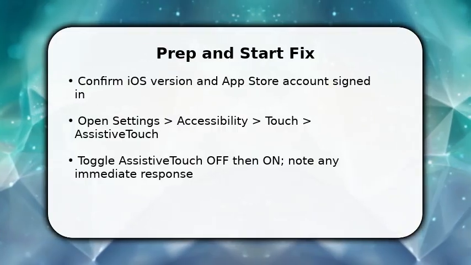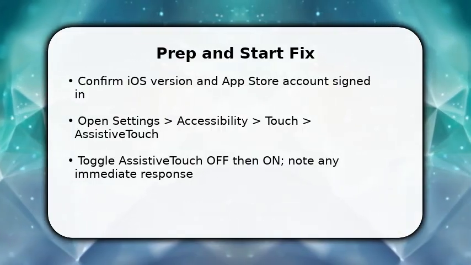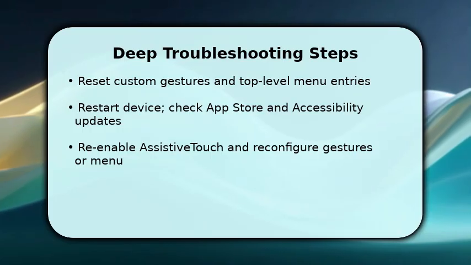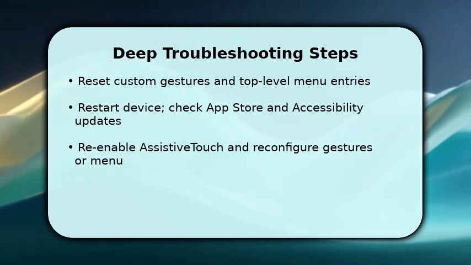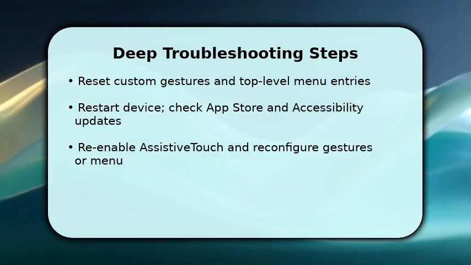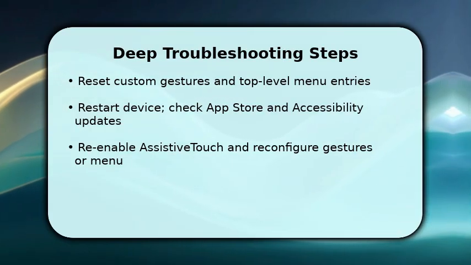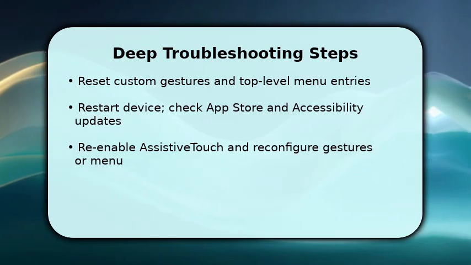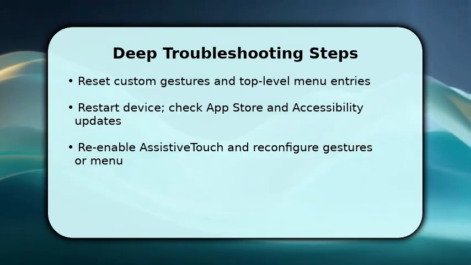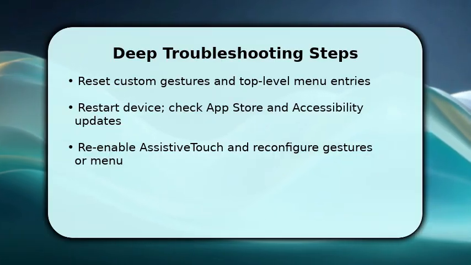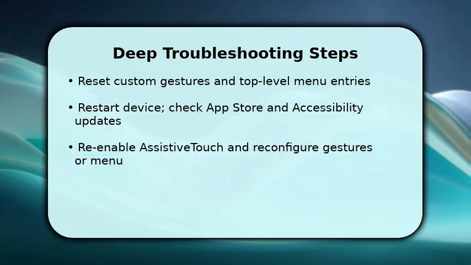First, reset any custom gestures and restore the top-level menu to defaults so no corrupt entry blocks the UI. Then, restart your device to flush temporary caches. This often resolves invisible button issues. Make sure the App Store and iOS have no pending updates because mismatched builds can affect accessibility services.